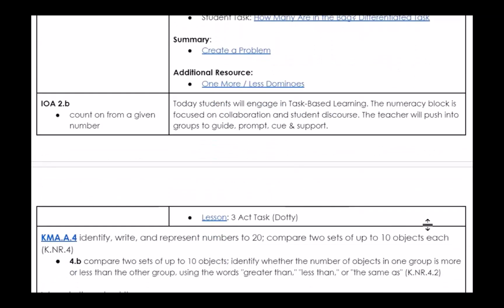IOA 2B, which is our count forward from any given number, will be introduced through a task-based lesson as students apply what it means to be one more as they determine how many dots will be on the screen after the last bell.